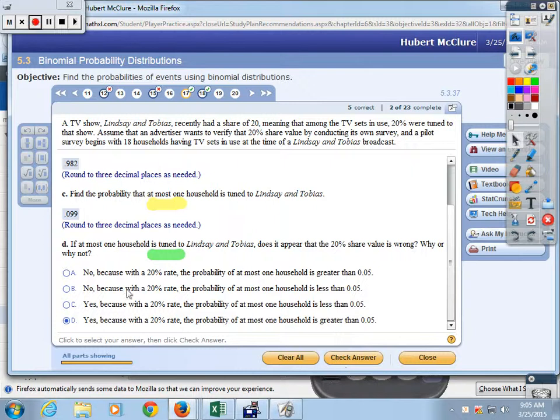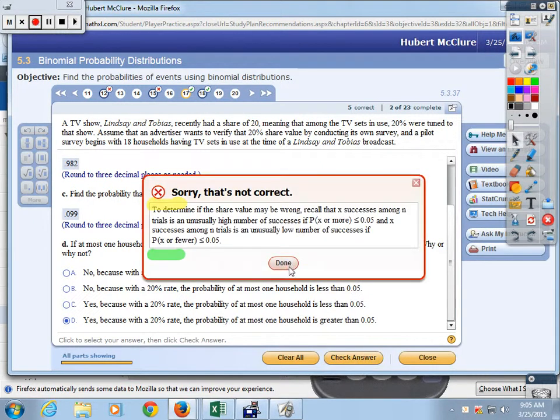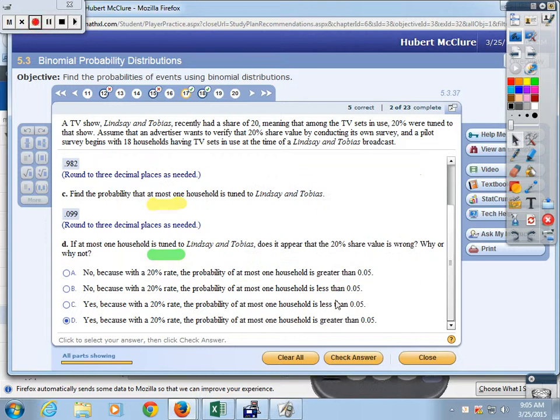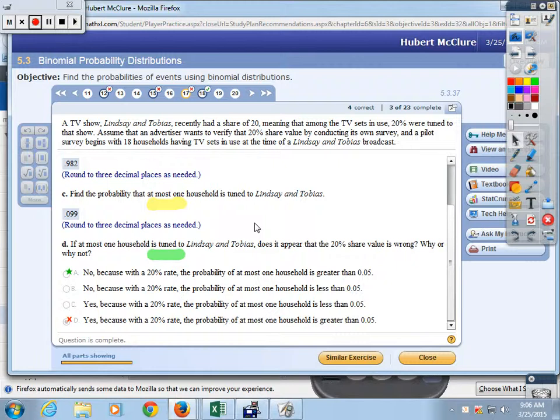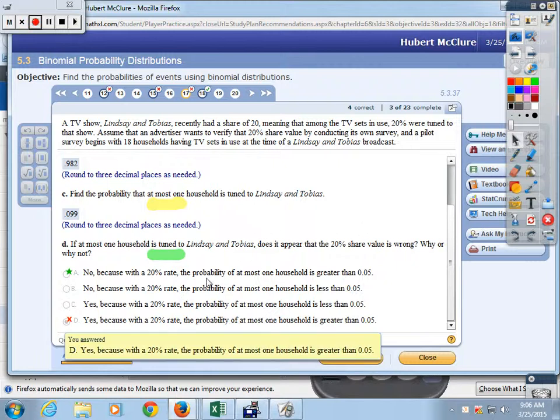I don't really have too much confidence in these questions, if you want to know the truth. I have confidence in my math, but I don't have confidence in these questions. So I don't know what the answer is. I don't understand that. The probability of at most one household is greater than 5%.